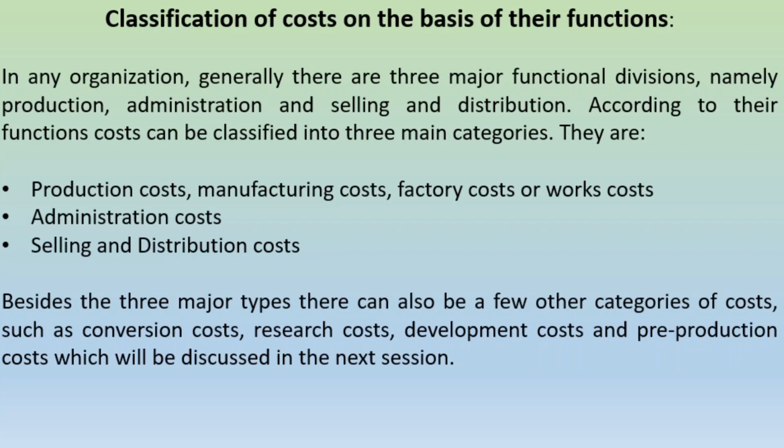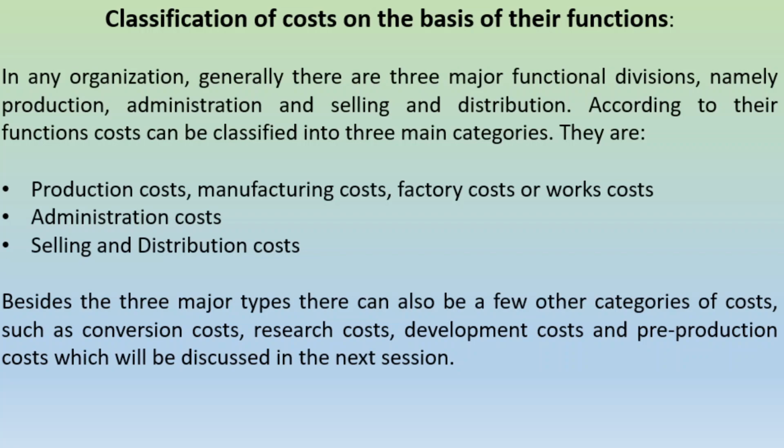It is also known as manufacturing costs or factory costs or works costs, administration costs, and selling and distribution costs. Classification of costs on the basis of their functions. In any organization, generally there are three major functional divisions, namely production, administration, and selling and distribution. Under this method, costs are classified according to the functions, operations, or purposes for which they are incurred.